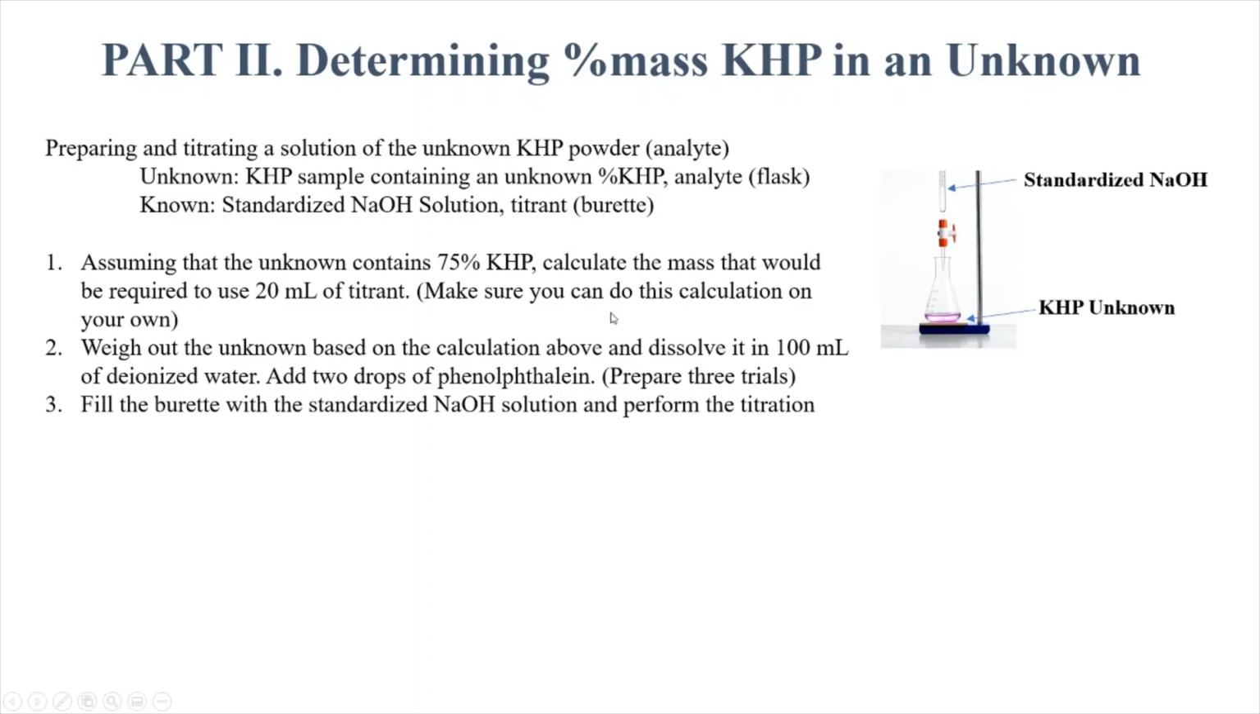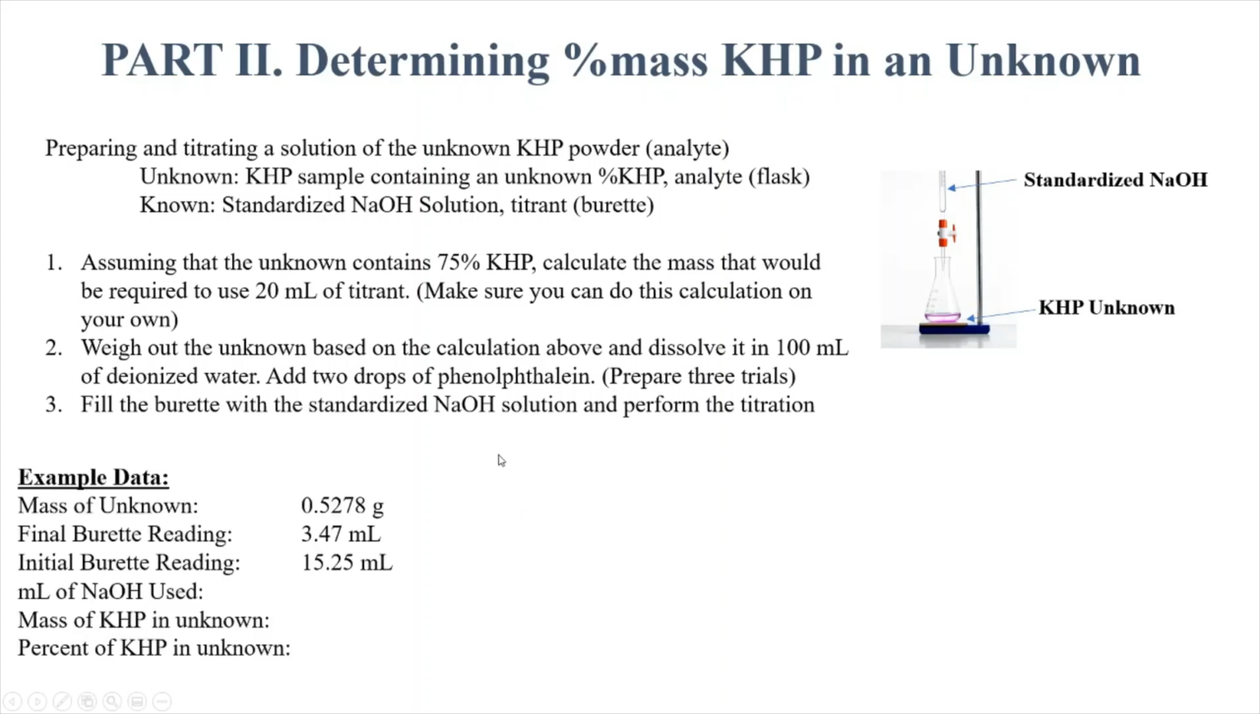So once you do that calculation, you're going to weigh out the unknown based on the calculation above and dissolve it in 100 mils of deionized water. So you have to do this calculation in order to figure out how much you would weigh out. And then you're going to add 2 drops of phenolphthalein. Again, you're preparing 3 trials, so you're going to weigh out whatever you calculated into 3 different Erlenmeyer flasks. And then you add 2 drops of phenolphthalein, which is our indicator, and then you're going to perform the titration.